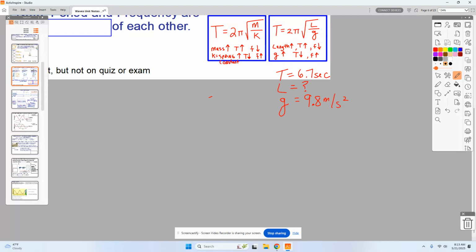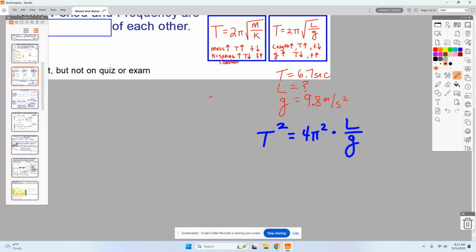Again, folks, you're not going to be asked to do this on a quiz or a test, but that doesn't mean that it's not a valuable thing to try. So let's go ahead. If I'm going to solve this for L, first thing I'm going to do is square both sides. So I'm going to take T and square it, to get rid of the radical sign. When I square the right-hand side, I get 4 pi squared. And when I square the square root of L over G, what I get is just L over G. So my first step is just to square both sides.